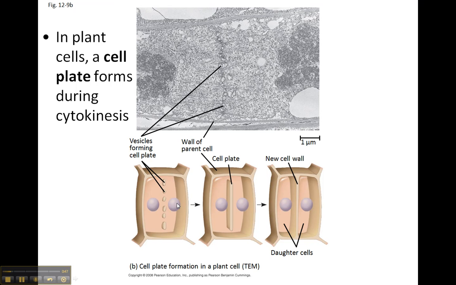In plants, there is no cleavage furrow. Instead, they have what is called a cell plate, and that forms during cytokinesis. And what you can see here are vesicles actually move to the middle of the cell and start to form the cell plate. And later on, that will become a new cell wall.